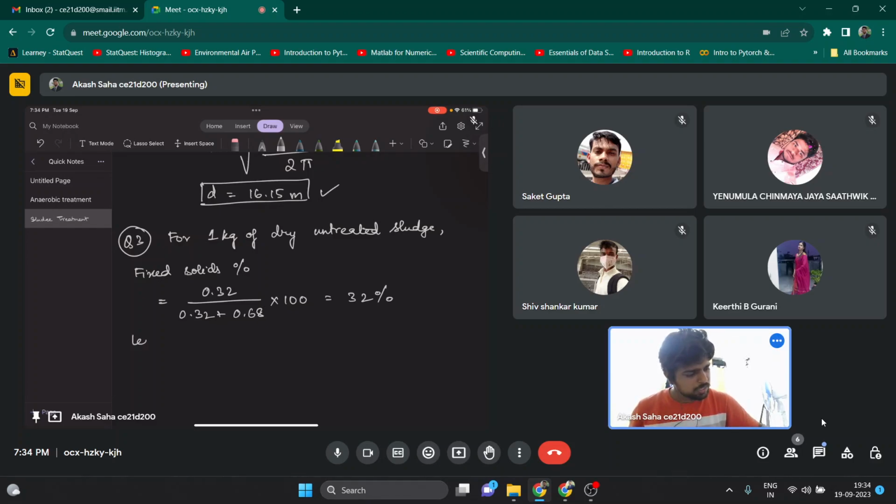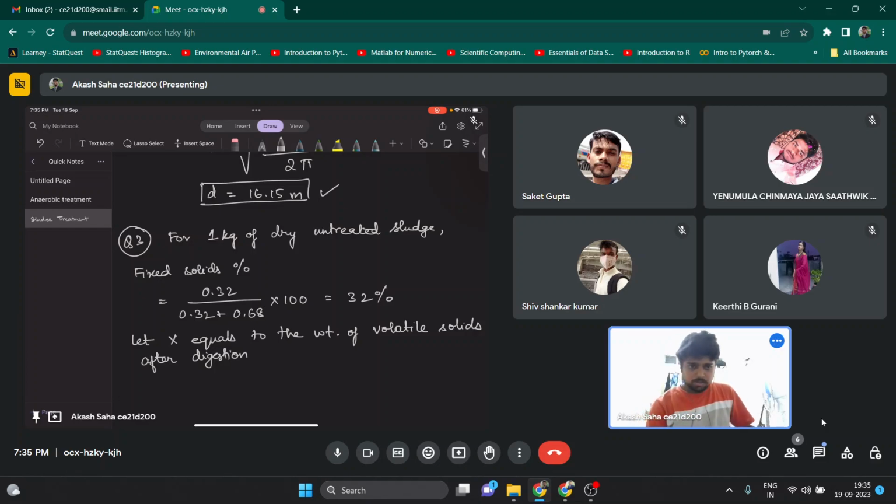So suppose now let X equal the weight of volatile solids after digestion. Okay, so suppose we don't know what the weight of my volatile solids is after digestion. Earlier it was 0.68, which we have considered, but now we don't know what my weight will be after digestion.